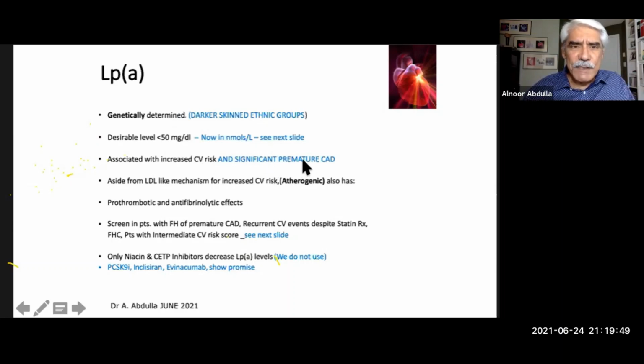It is associated with significant premature coronary artery disease. It is highly atherogenic. It has other bad properties. It makes more thrombus. It prevents thrombus from being lysed. And so really it occurs in families who have strong family history of premature coronary artery disease. And even though niacin and CETP inhibitors decrease Lp(a), they have not shown any benefit. But we have PCSK9 inhibitors, inclisiran, we have evinacumab, all decrease Lp(a) significantly. And we are probably going to see promise with these drugs, not only for LDL reduction, but we are going to see promise for Lp(a) reduction.